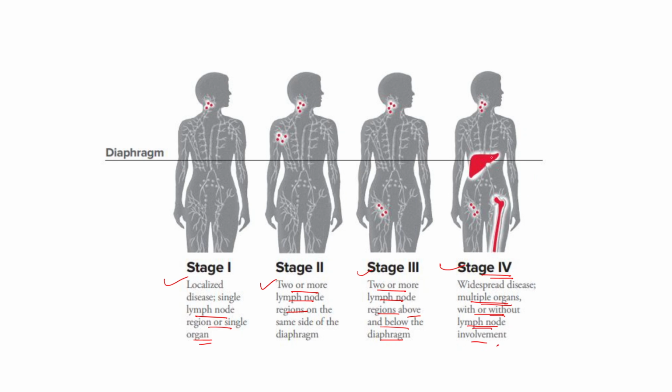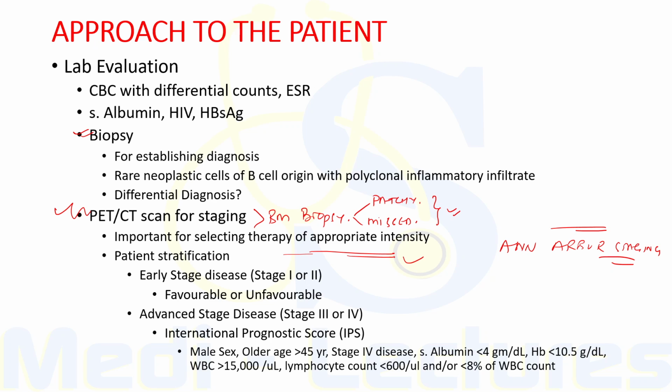So involvement of the liver as well as bone marrow is included in stage 4 disease. This staging system also helps in patient stratification. So what is early stage disease? It is stage 1 or stage 2, and it is associated with better prognosis. Early stage disease is associated with better prognosis.